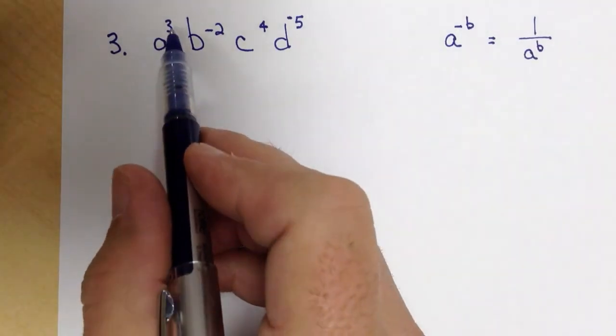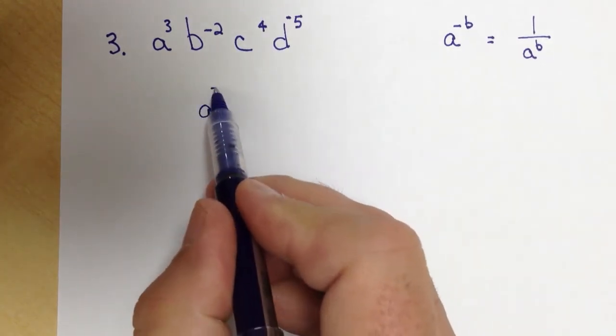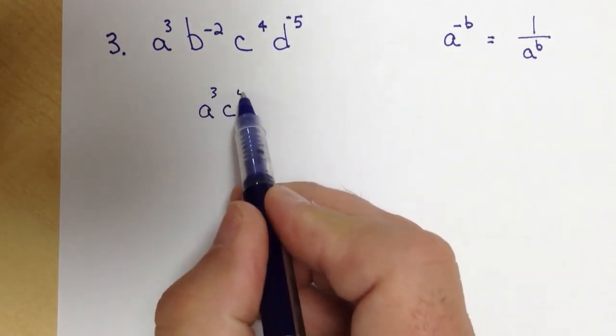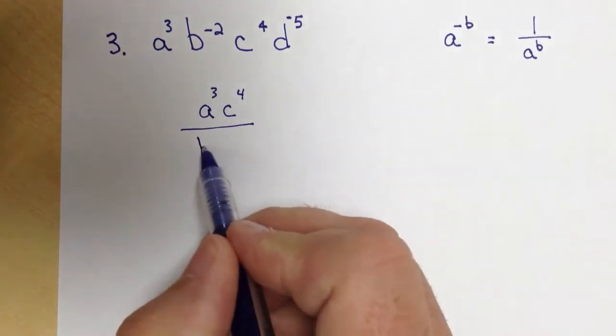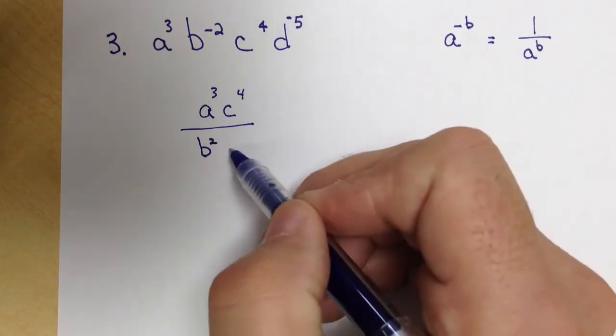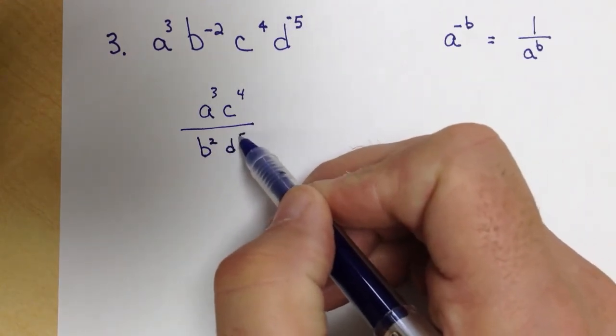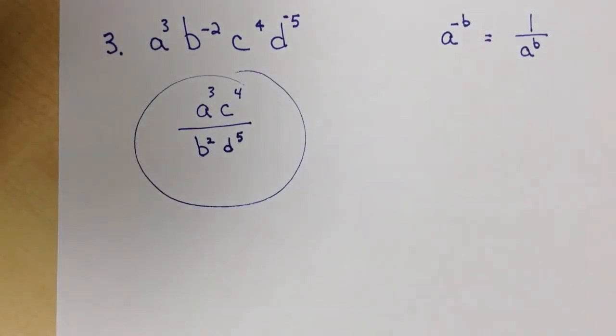So since a to the 3rd, c to the 4th are positive, I can leave them in the numerator. B to the negative 2nd becomes b to the 2nd in the denominator. D to the negative 5th becomes d to the 5th in the denominator. And that is the answer.